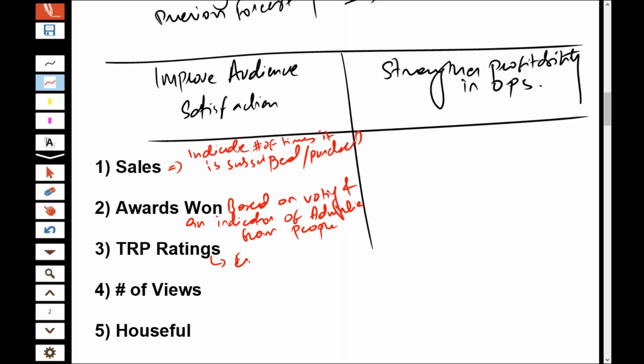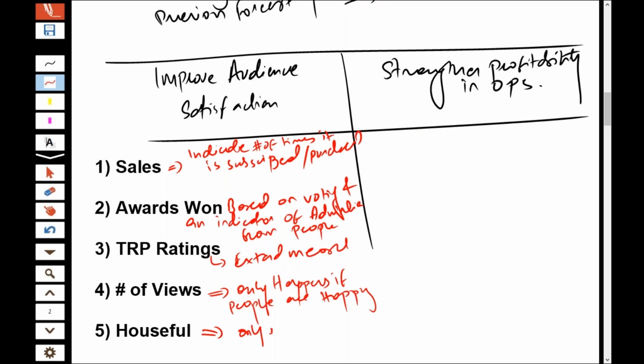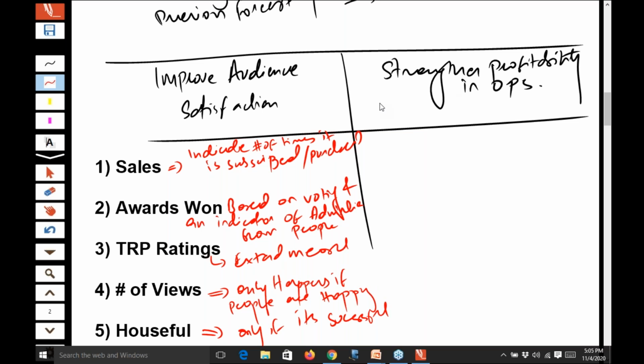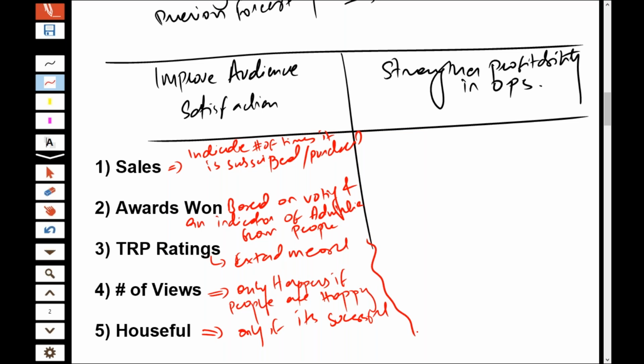TRP ratings are the external measure. The number of views is something that only happens if people are happy. Houseful cinemas happen only if it's successful. So you could see that these are the indicators of whether audience satisfaction is there or not.